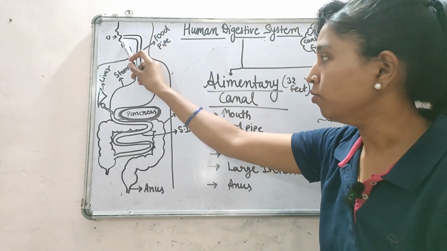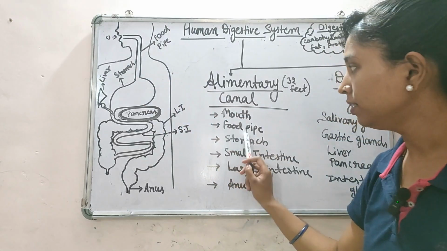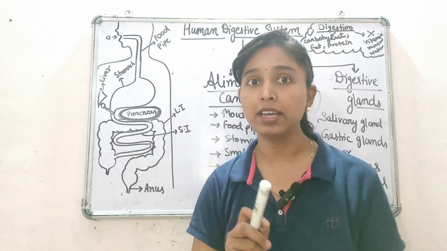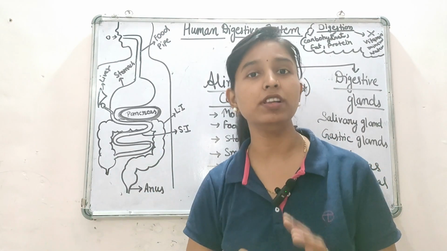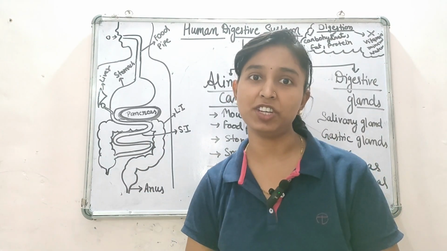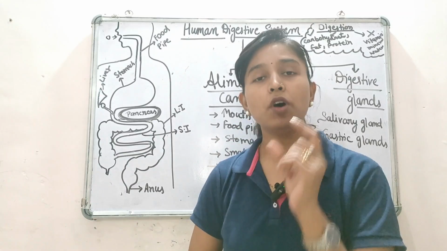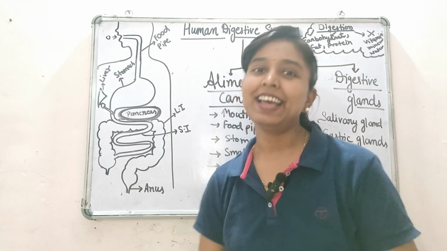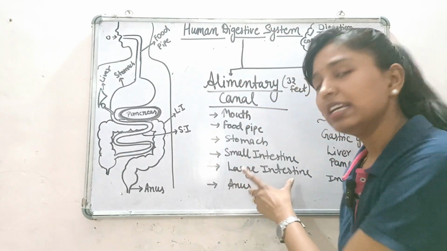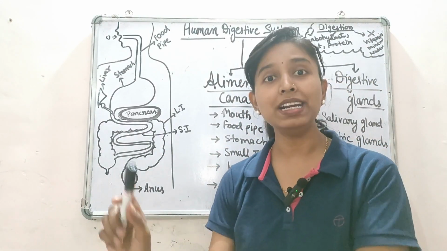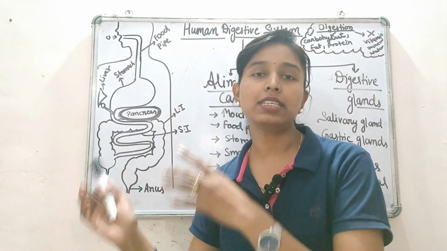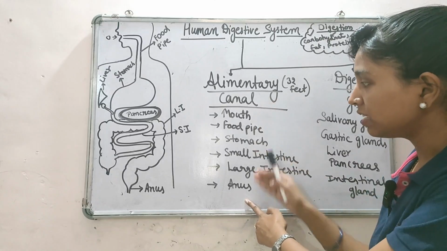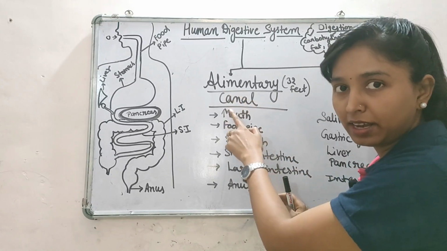The alimentary canal consists of the mouth, food pipe, stomach, and small intestine. The small intestine is named small, but actually it is the longest part of the alimentary canal. The small intestine is about 6 meters long. Interesting, right? And then the large intestine, named large, but it is shorter compared to the small intestine. And then the anus. So these are the components of the alimentary canal.